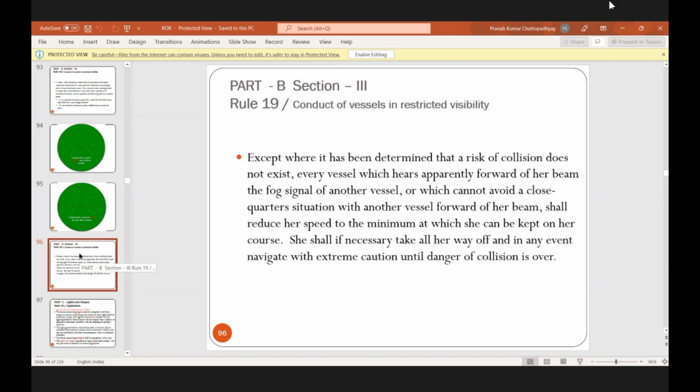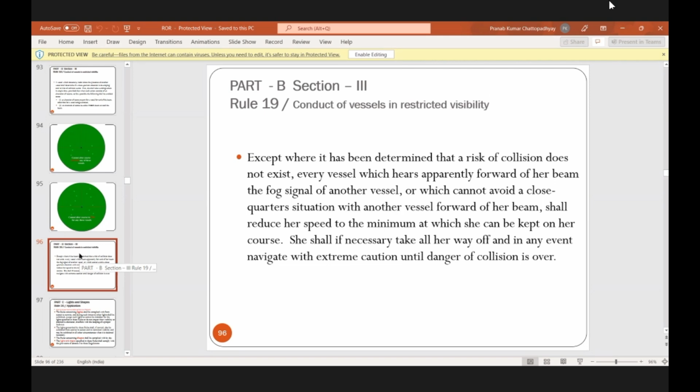Therefore, in all available means here, suppose radar is not available and you cannot see either, restricted visibility, but you can hear the sound. So in such a case, just because of non-availability of all those means, you are unable to determine the risk of collision. That is the time what you should do, that has been prescribed here in this paragraph.